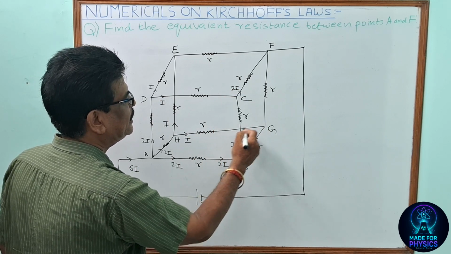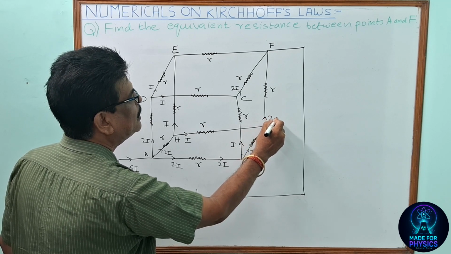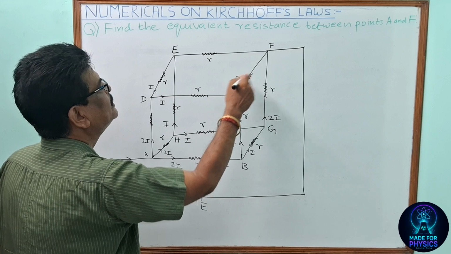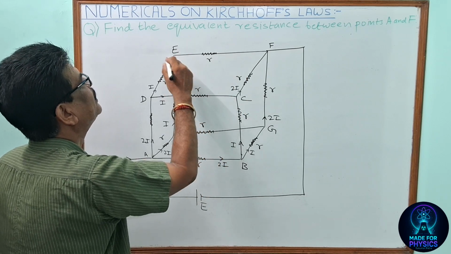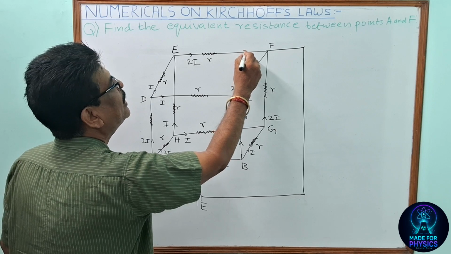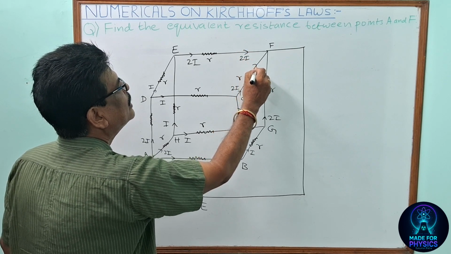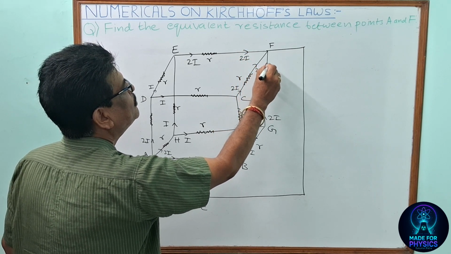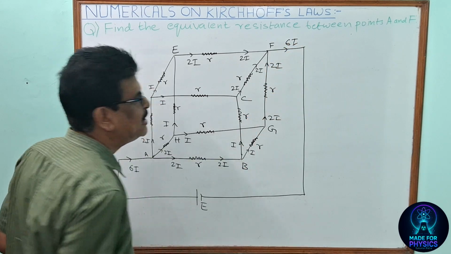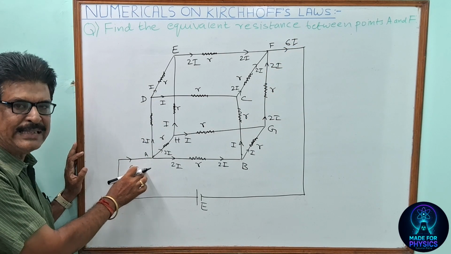Now this current and this current will get added up as 2I. This current and this current will get 2I. So this is coming as 2I. This is coming as 2I. This is coming as 2I, and again it becomes 6I. So that is the reason that I made the current 6I.